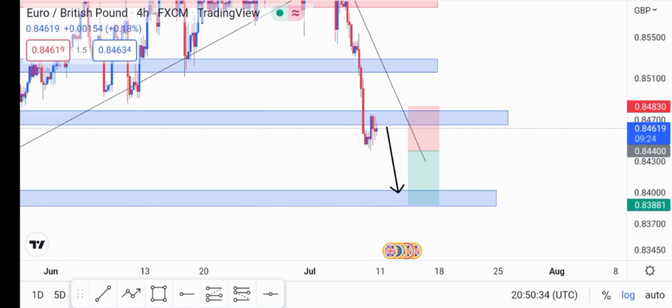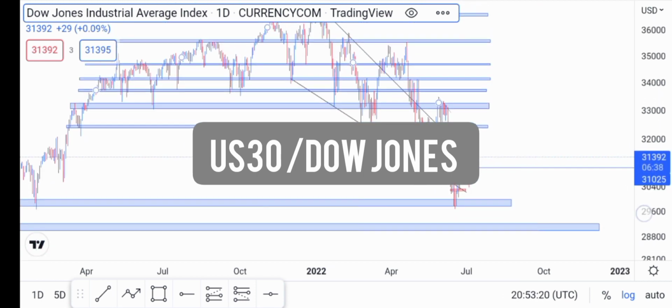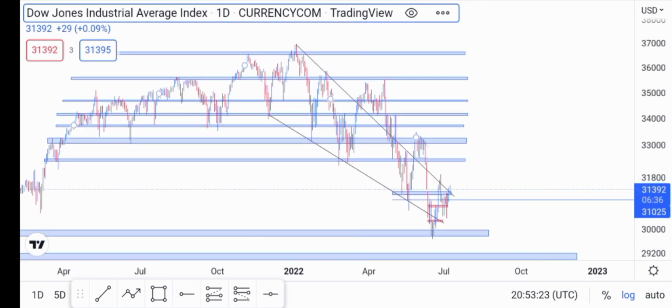Let us move to US30. Okay, so now we are on the daily time frame on US30.